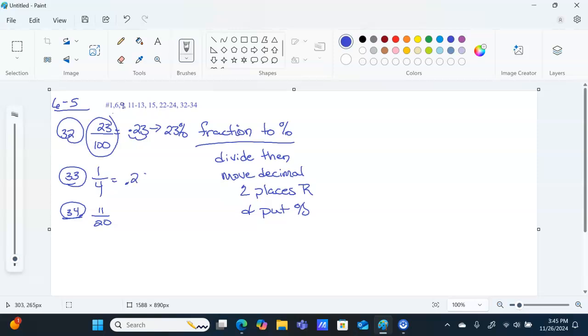1/4 is 0.25 as a decimal, so that would be 25%. Again, move the decimal 2 to the right and add in your percent symbol. 11 divided by 20, put in another 0, is 0.55. So move the decimal 2 to the right and put in a percent. And that's your homework check for 6-5.